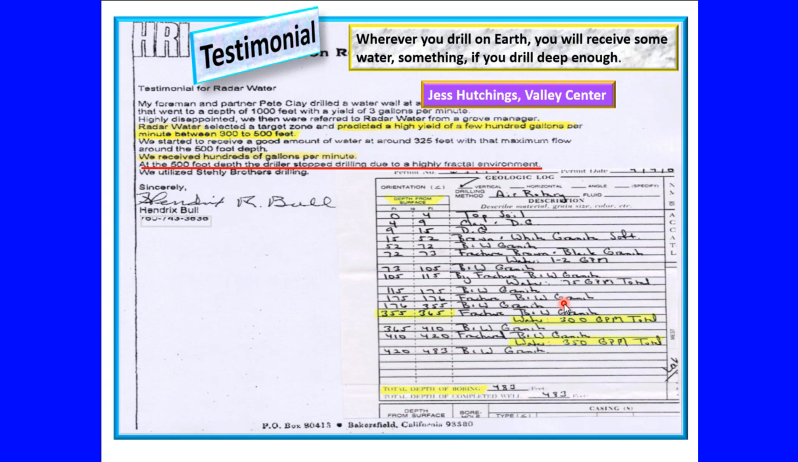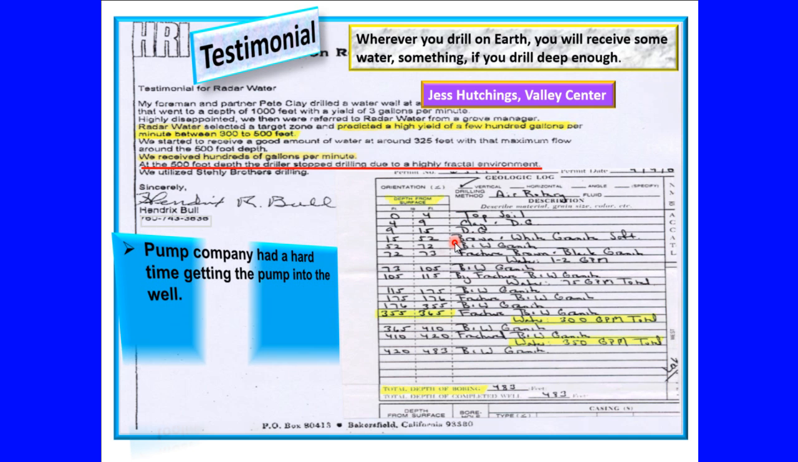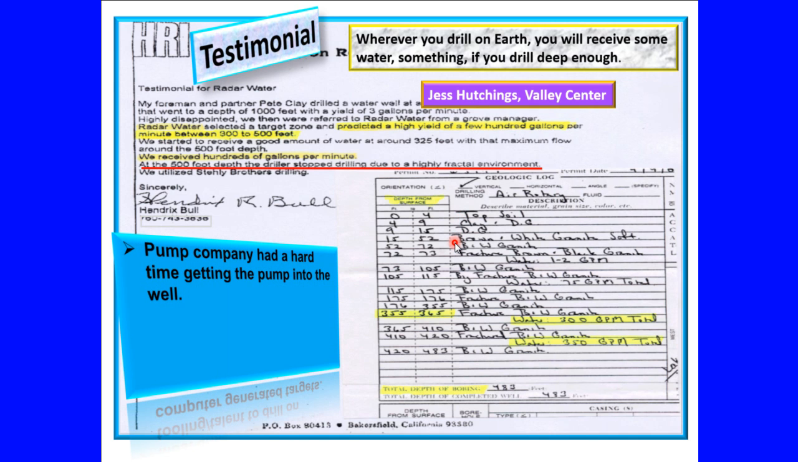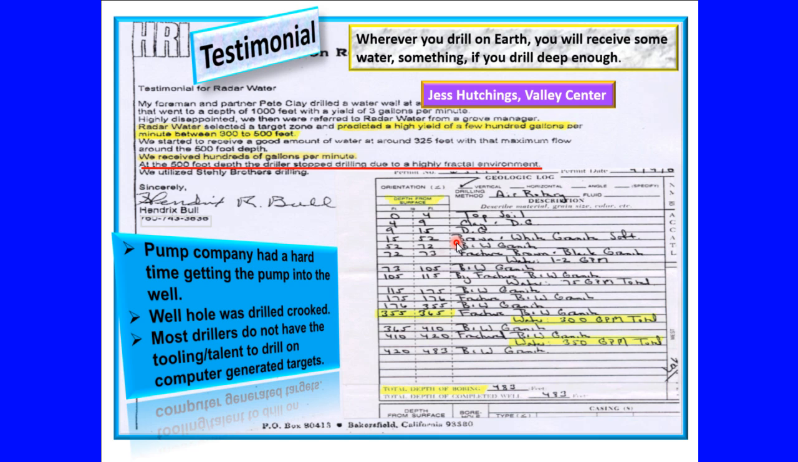At the 500-foot depth, the driller stopped drilling due to a highly fractured environment. The pump company had a hard time getting the pump into the well. The well hole was drilled crooked. Most drillers do not have the tooling talent to drill on computer-generated targets.